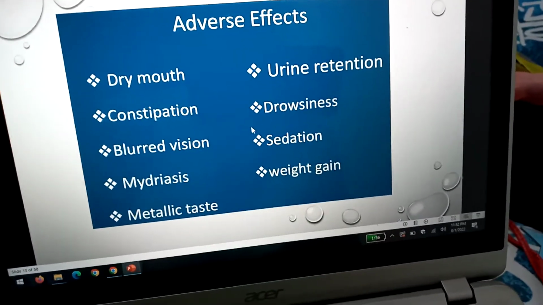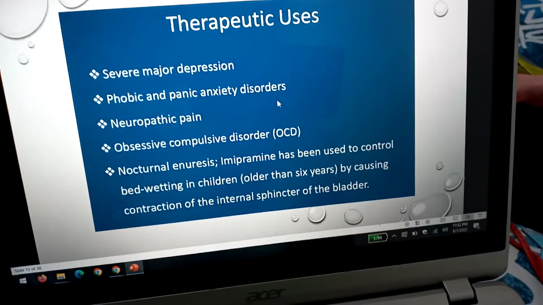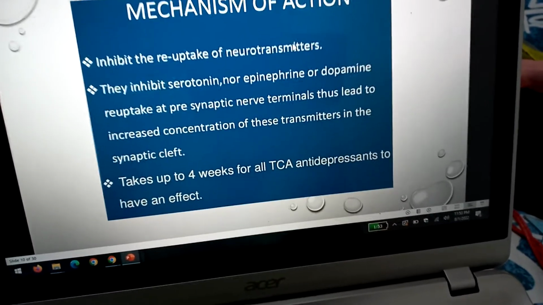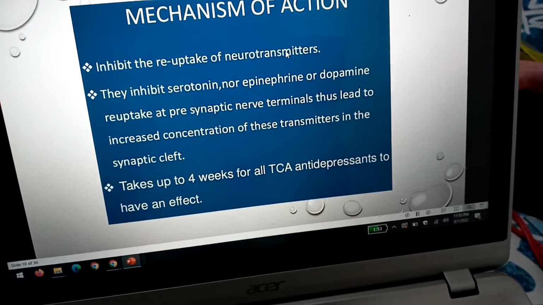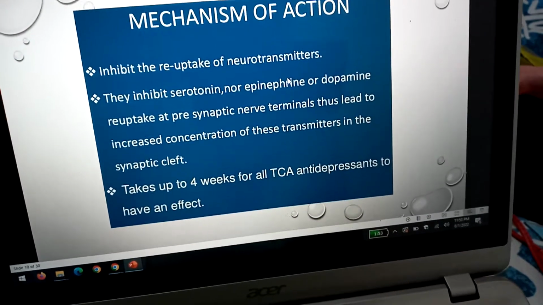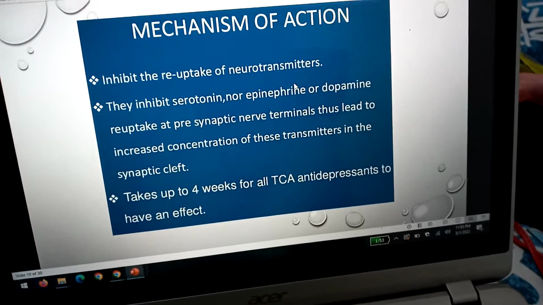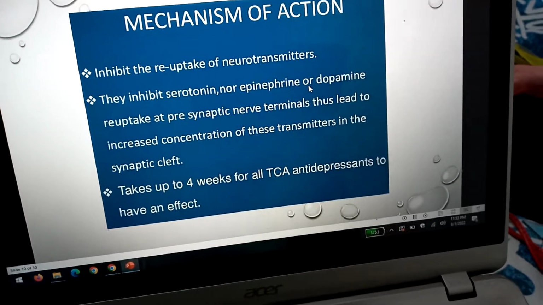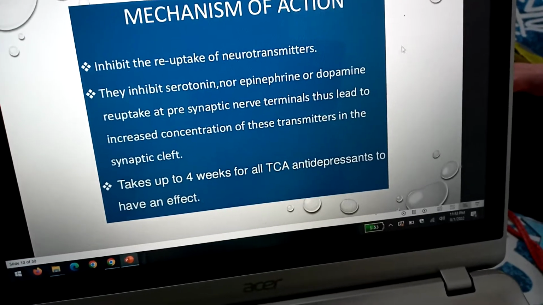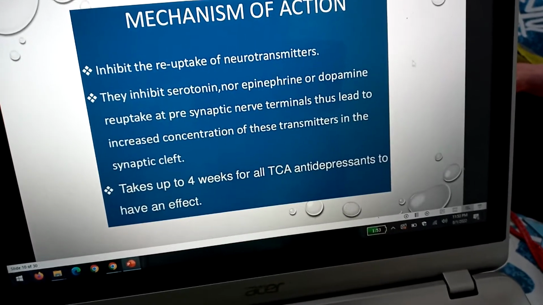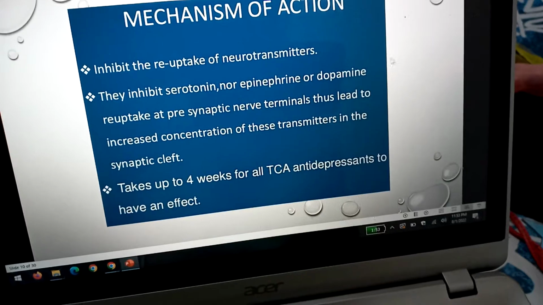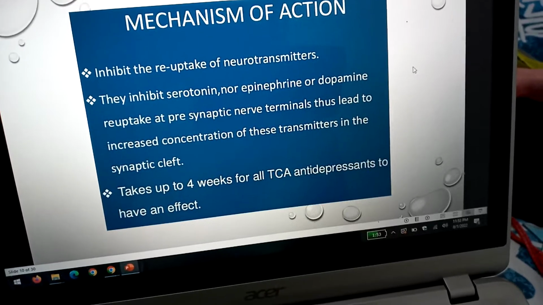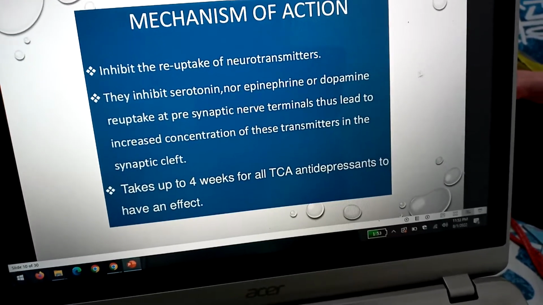Now, coming towards the mechanism of this tricyclic antidepressant: it blocks the reuptake of neurotransmitters so that a neurotransmitter such as serotonin, dopamine, or epinephrine may remain in the synaptic terminal and may be utilized for increasing the happy mood of the patient and may not just be reuptaken by the neuronal terminal and get destroyed.